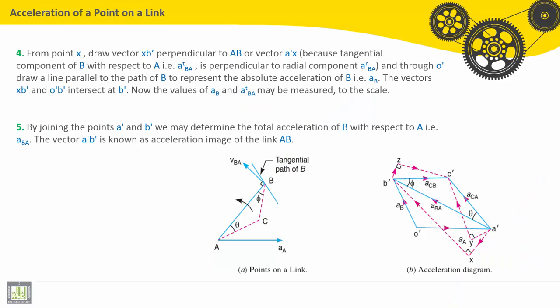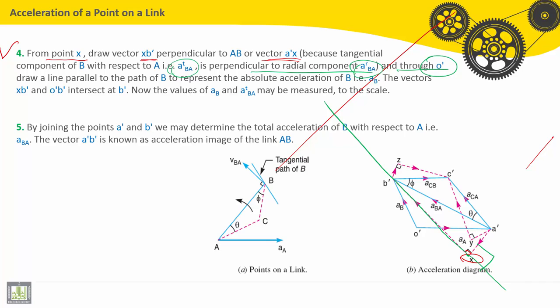in a suitable scale. Step number four, from point X here, draw the vector XB dash perpendicular to AB or vector A dash X, because A dash X is parallel to AB. Okay, we have to draw the line, this line, passing through X and perpendicular to A dash X. The tangential component ATBA is perpendicular to the radial component ARBA.